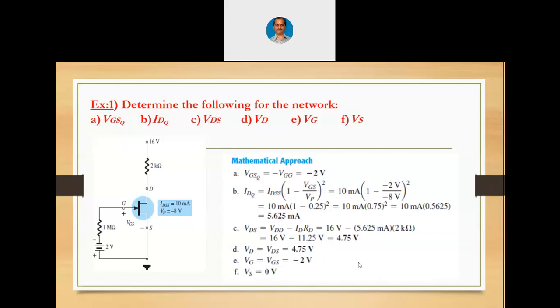Now this is the mathematical approach. Remember this value, we got IDQ equals 5.625 milliampere using the Shockley's equation, and we got VDS equals 4.75 volts. Now let us see how to solve it graphically. We have to use those 4 points to plot the transfer curve, and then we should have a vertical line for the gate voltage.